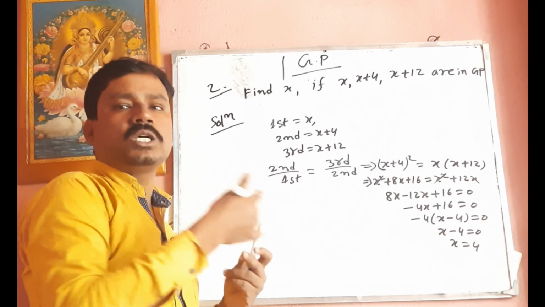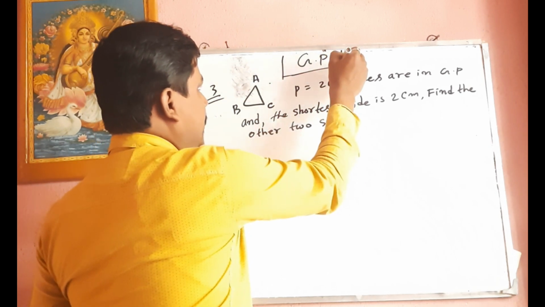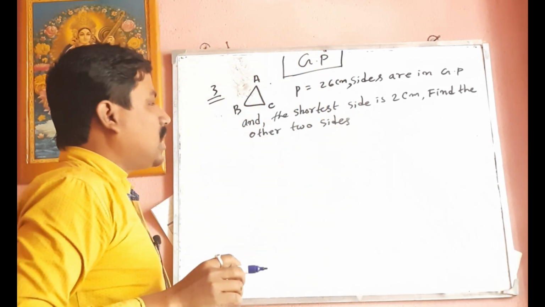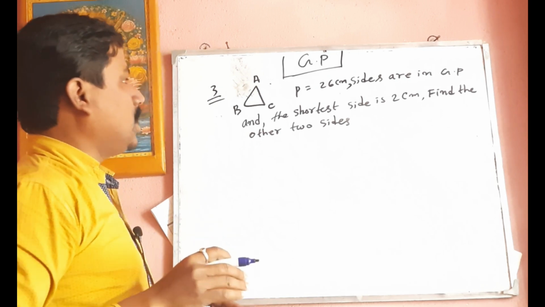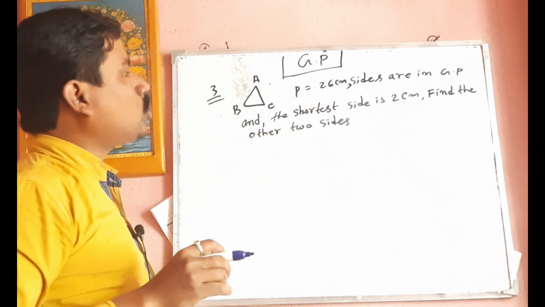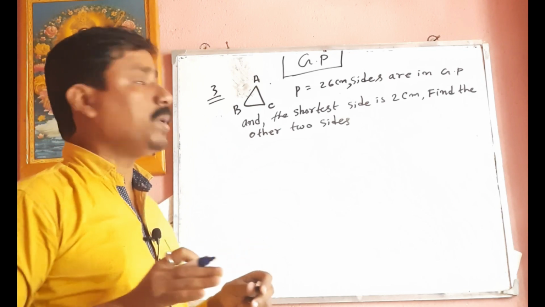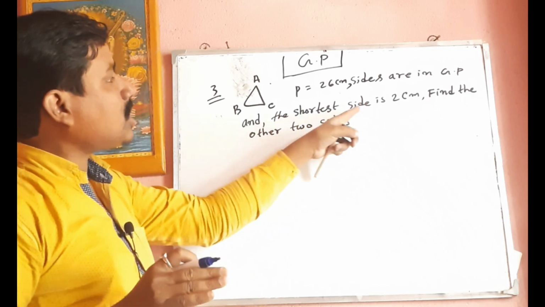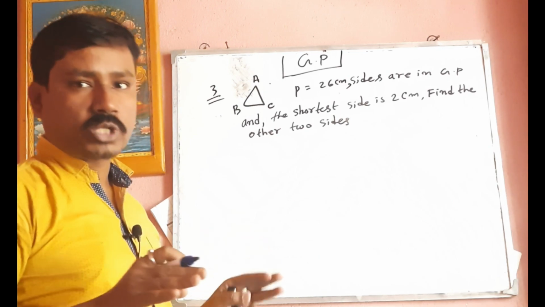Now we move to the third example of the day. The third example of the day is: a triangle ABC has a perimeter equal to 26 centimeter, and the sides are in GP, and the shortest side is 2 centimeter. Then find the other two sides.